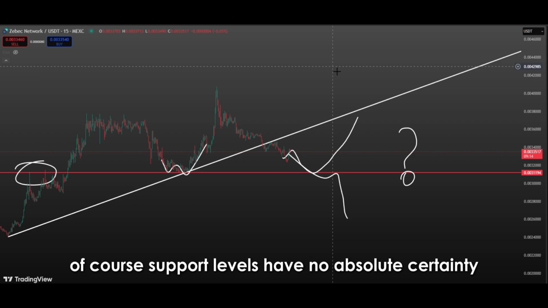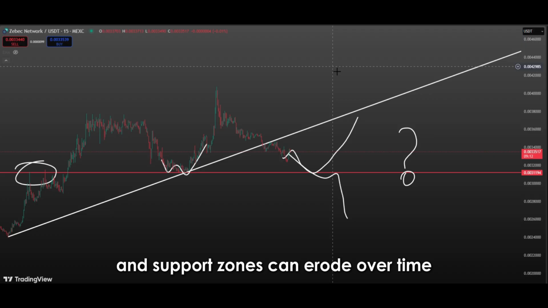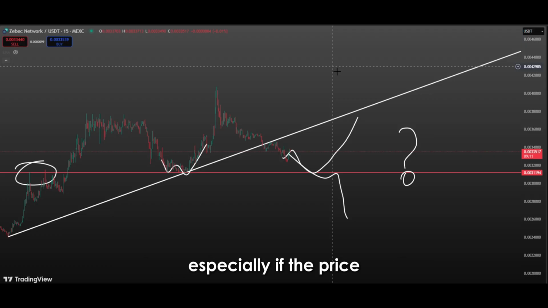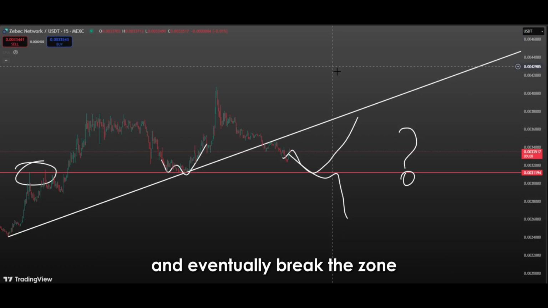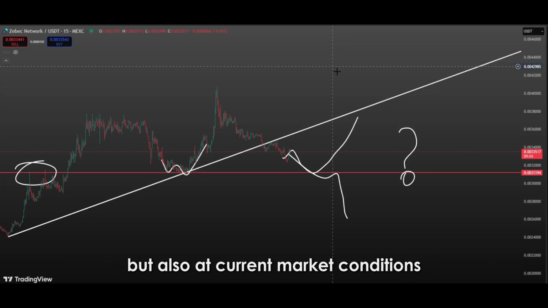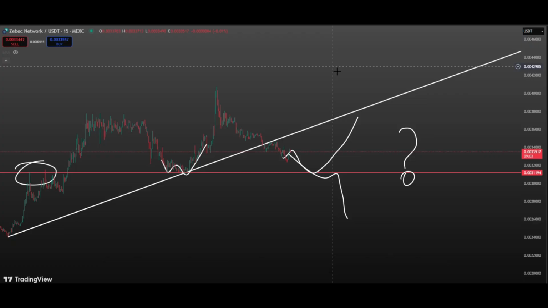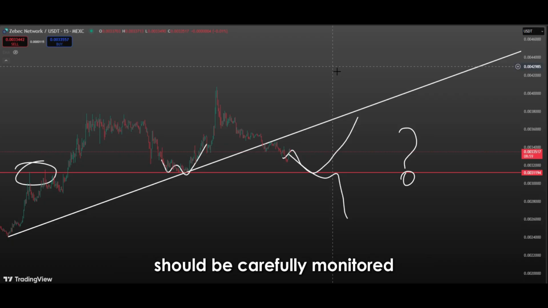Of course, support levels have no absolute certainty. The market is always full of surprises, and support zones can erode over time. Especially if the price comes and goes to this level too often, buyers here may gradually run out and eventually break the zone. That's why when deciding whether a support area will work or not, it's important to look not only at the past, but also at current market conditions, trading volume, and momentum indicators. Nevertheless, the price approaching a level that has worked many times in the past should be carefully monitored from a technical analysis point of view.